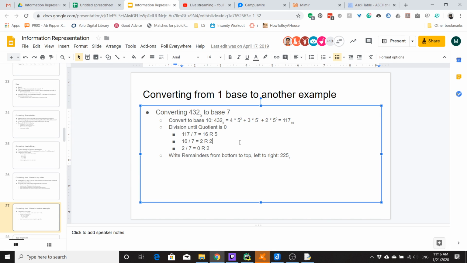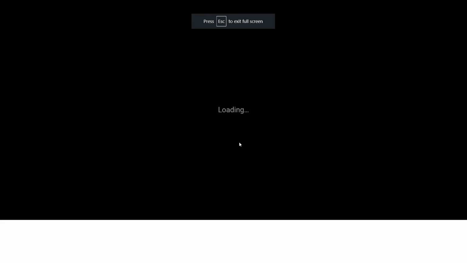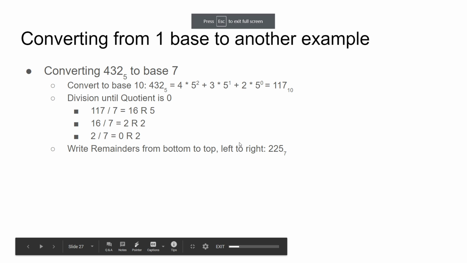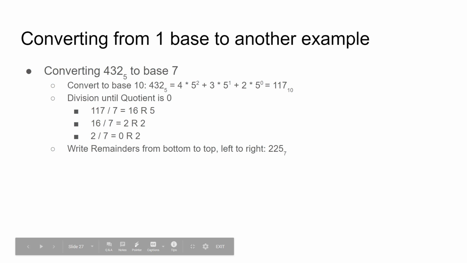With the binary to hex and the hex to binary, grouping them by 4 and then figuring out each individual element is a lot easier than repeatedly dividing by 2 or dividing by 16 over and over again.